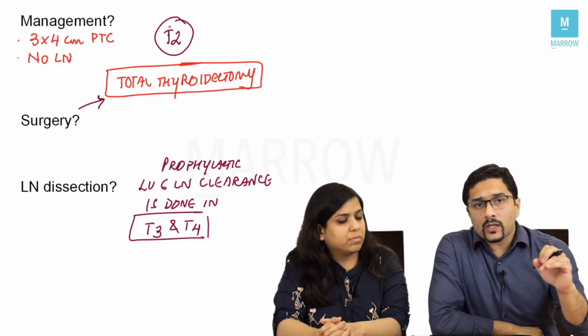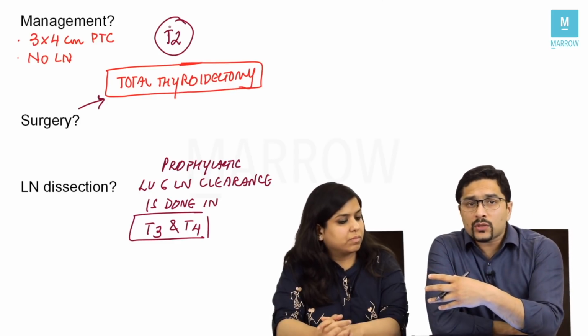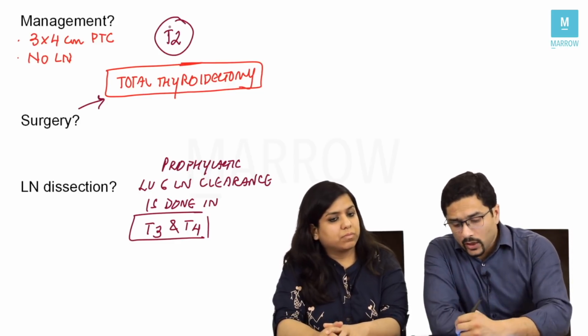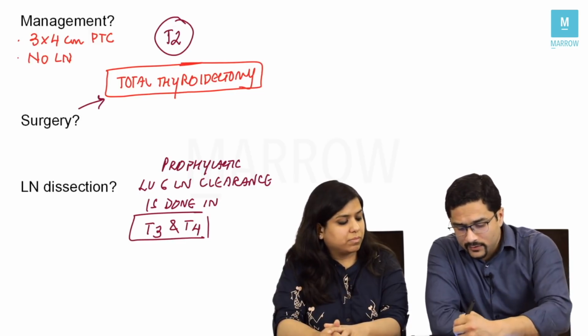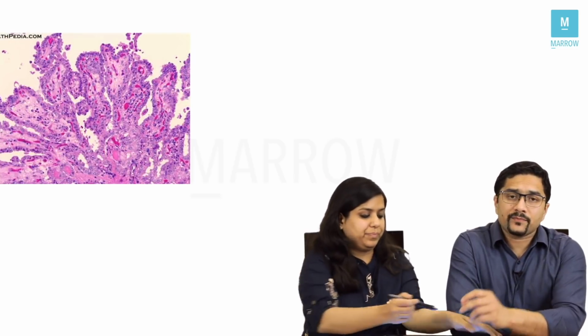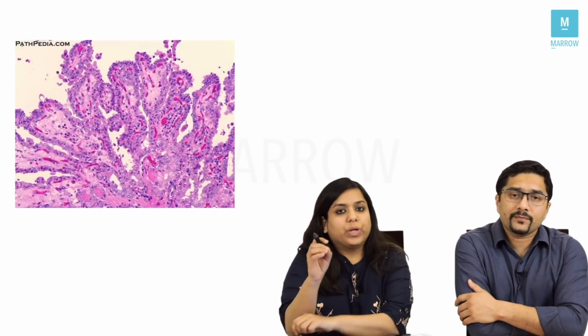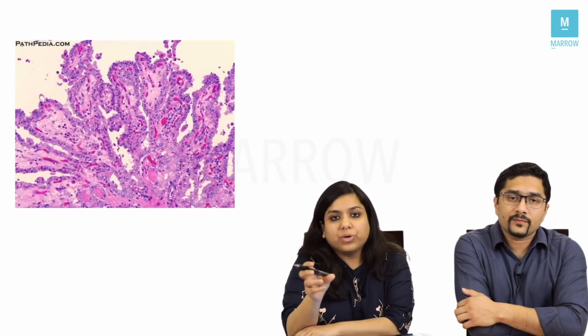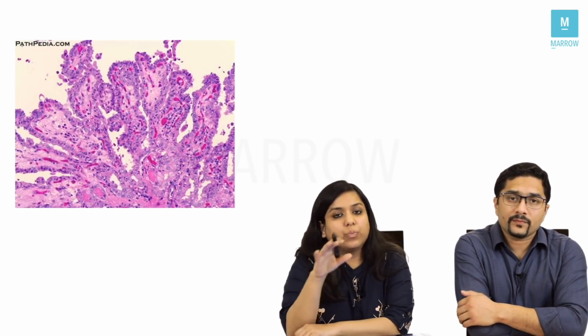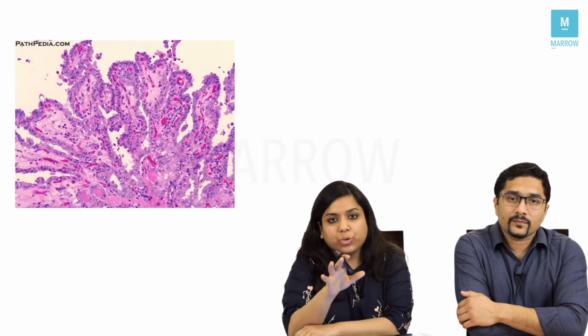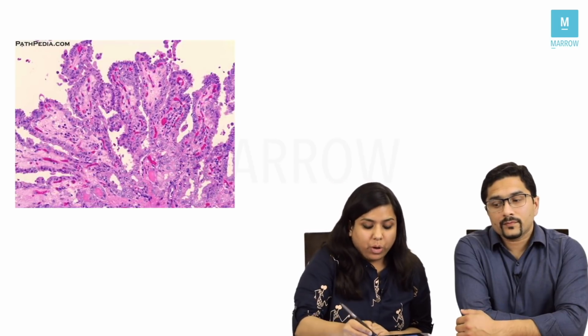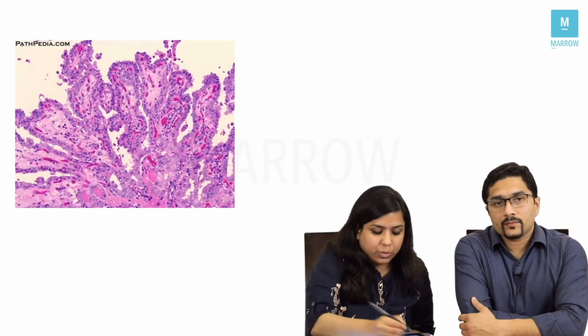Now, once I have done a total thyroidectomy, the specimen again goes to the pathologist. And now the pathologist will tell us the findings of this case. So when we get the specimen, when I do the grossing of the specimen, I see that we couldn't see any thyroid nodules. What I see was certain papillary projections. When we did the microscopic examination, we all know what a normal thyroid gland looks like.